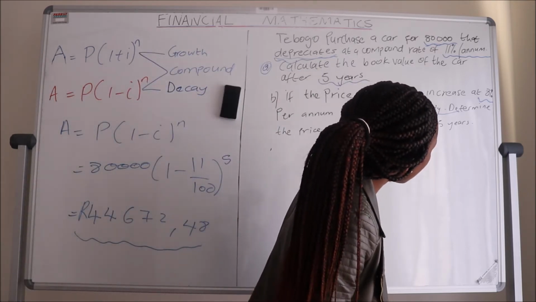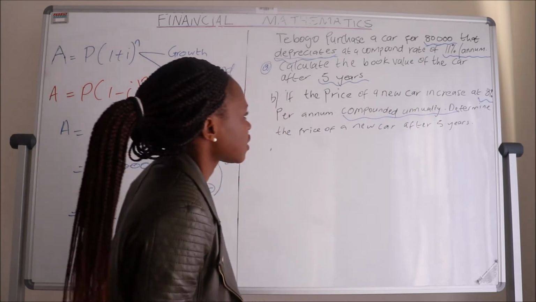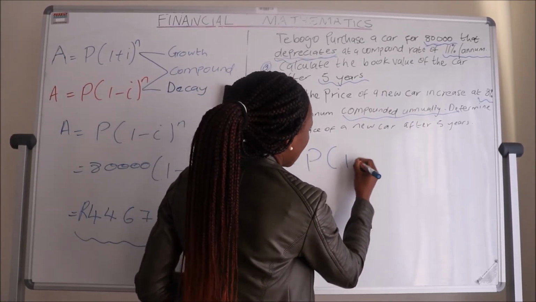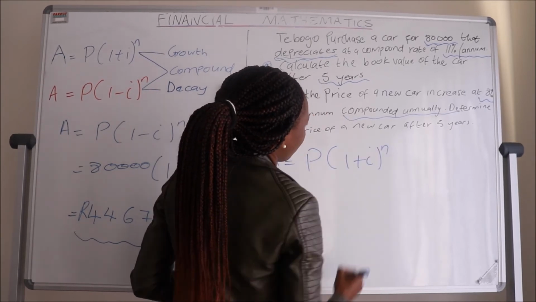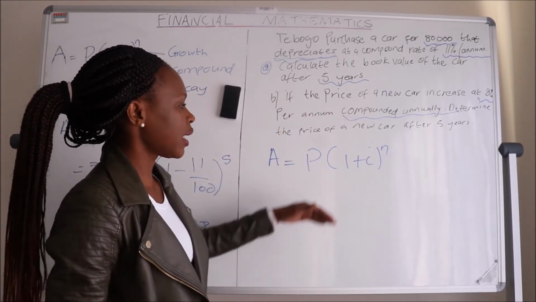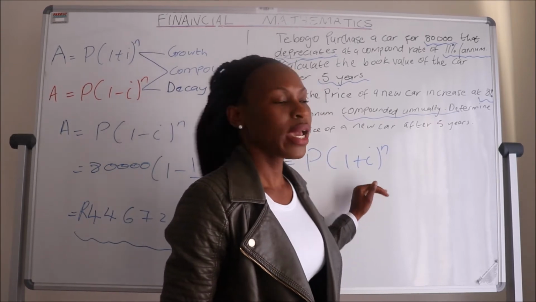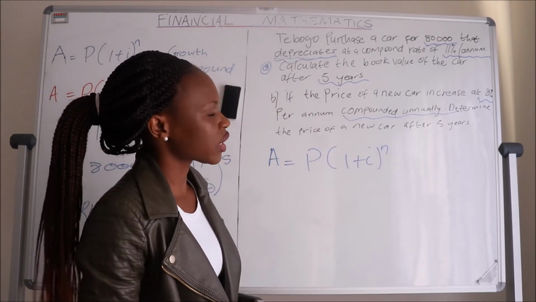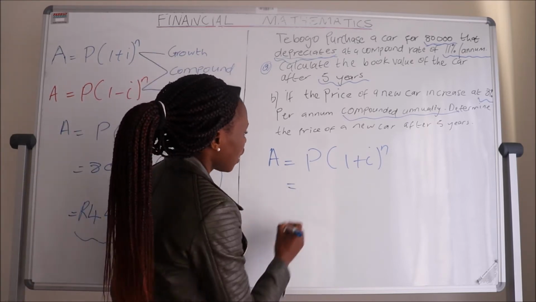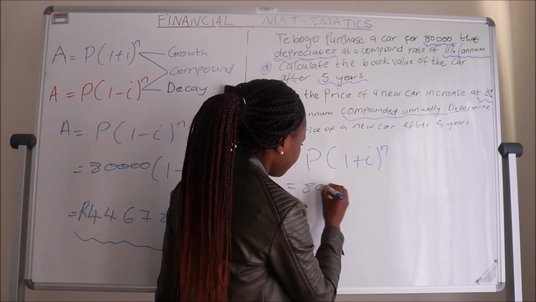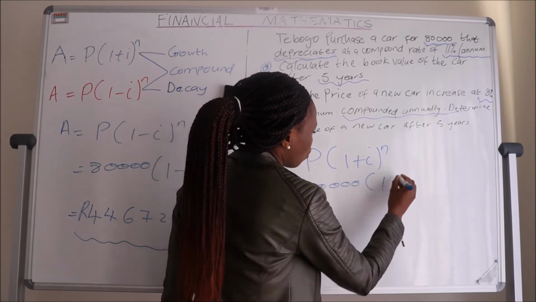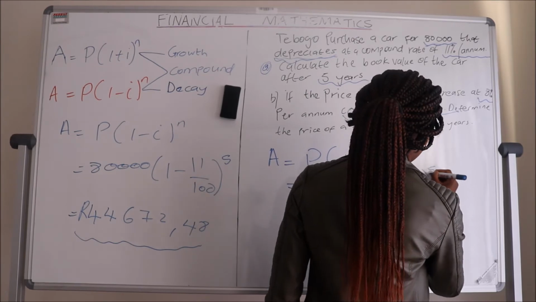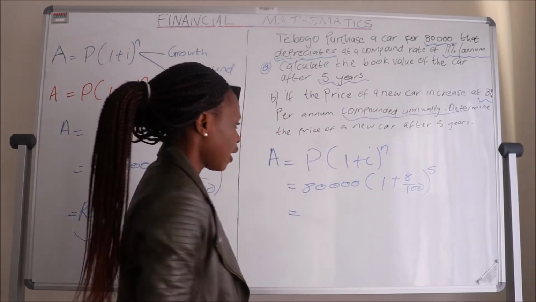So it says determine the price of a new car after 5 years. Then that means that A equals P into (1 plus i) to the exponent of n. For this case, we will be using the equation of compound growth, because it will be increasing in value because of the interest rate of 8%. Then here we have the initial amount, which is 80,000, into 1 plus 8 divided by 100. Remember, this is the interest rate, and the period is 5 years.